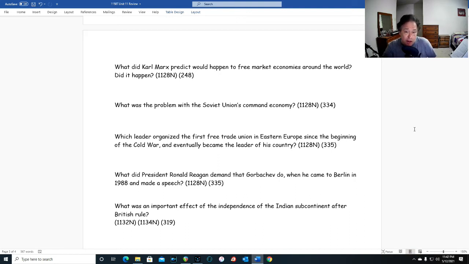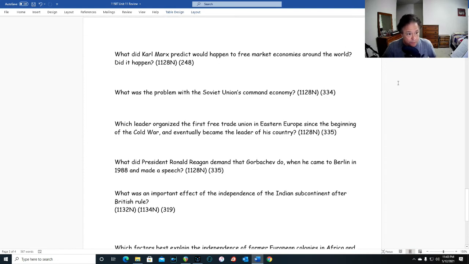There was no more need for property. You wouldn't need any property. You wouldn't miss not having property because there'd be so much abundance, because there wouldn't be this wealthy capitalist class stealing everything. And so that was Karl Marx. Did that actually happen? I would say no.